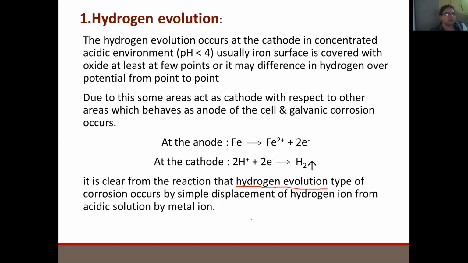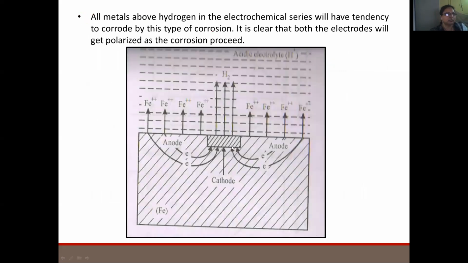So this you can see. Here you have this diagrammatic representation where cathode is this and anode is more, cathode is less. Okay, this is the hydrogen and Fe2+ ions are forming here and hydrogen gas is being evolved from the cathode.